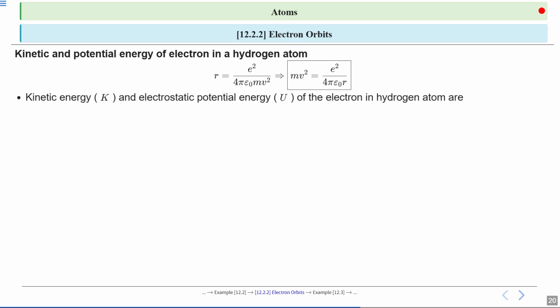Now let's look at the type of energy involved. The electron in a hydrogen atom has both kinetic energy, which is energy of motion, and electrostatic potential energy, which comes from the attraction between the negatively charged electron and the positively charged nucleus. We will define both energies and see how they relate to the electron's position.